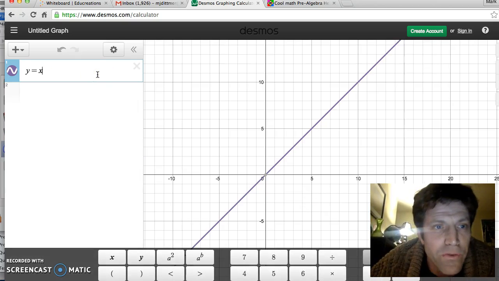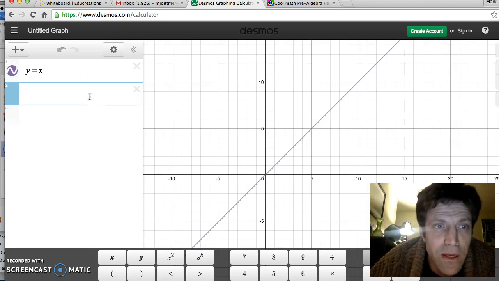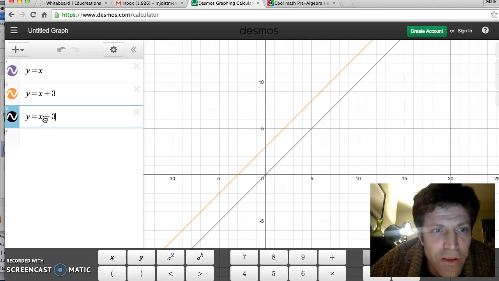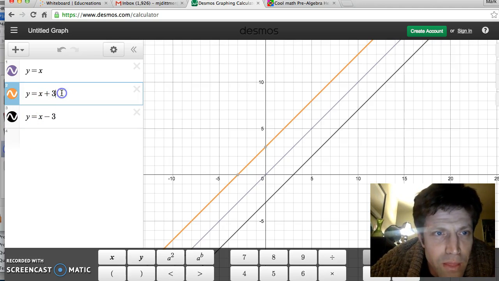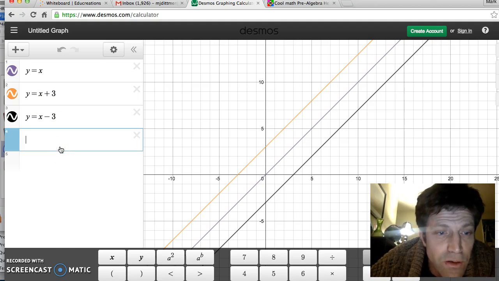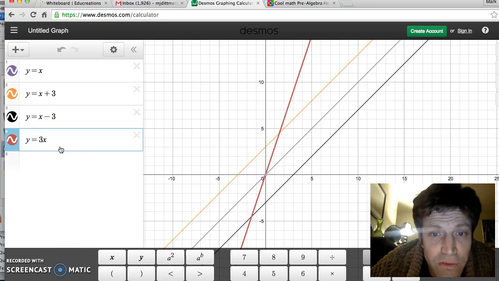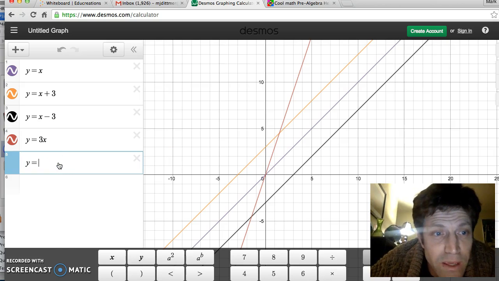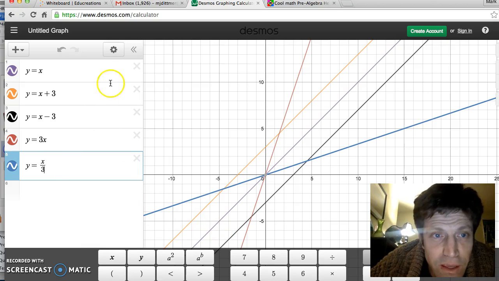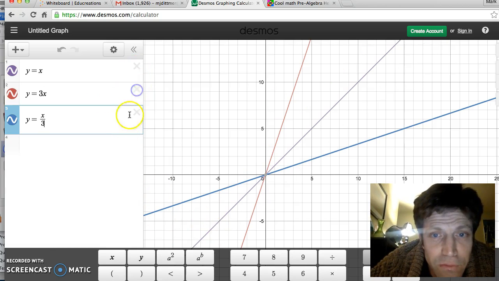Here's y equals x, that's the mirror line. Here's y equals x plus 3. Here's its inverse, y equals x minus 3. The inverse of multiplication is division. Multiplication, y equals 3x. Division, y equals 1/3 x. You can see again, if I get rid of the first one, there's that reflection.